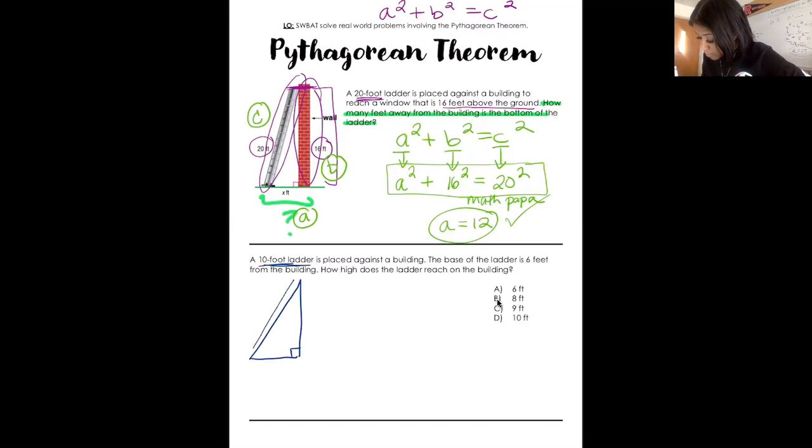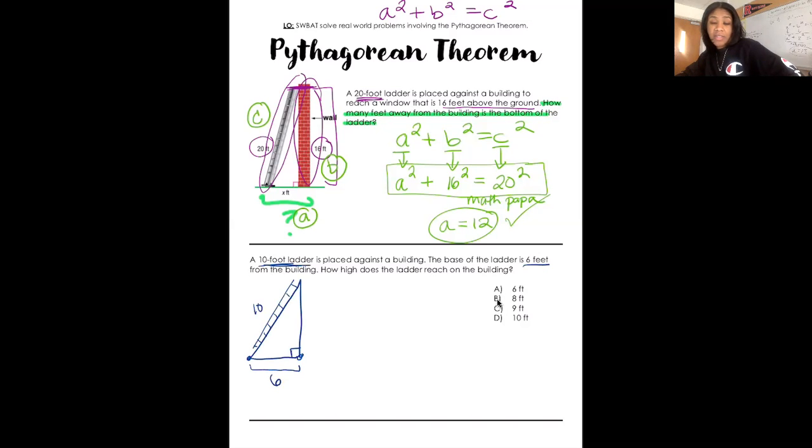So I know my ladder is the slanted side. My ladder goes right here. That's going to be 10. The base of the ladder is 6 feet away from the building. So the distance the ladder is from the building is 6 feet. So I'm going to put a 6 here.